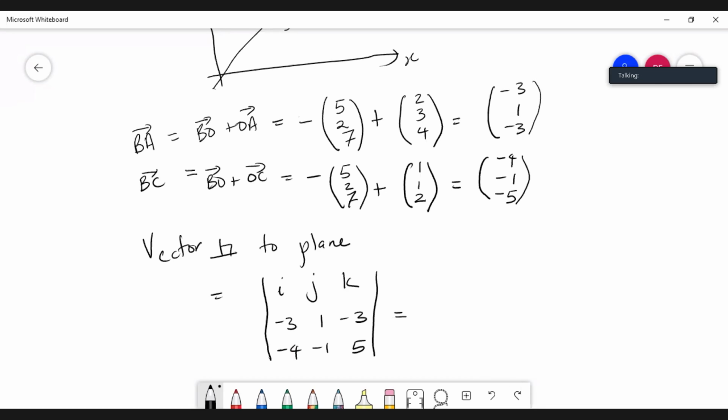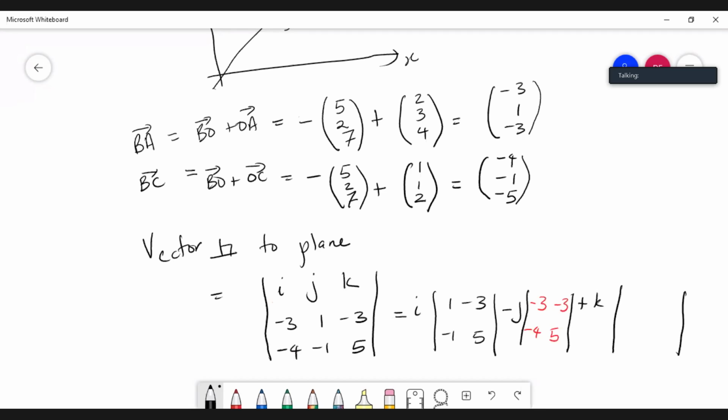Give me a second here. So that's i times the determinant of 1, negative 3, negative 1, negative 5, minus j, cross out this row and this column, negative 3, negative 3, negative 4, negative 5, plus k, negative 3, 1, negative 4, negative 1.